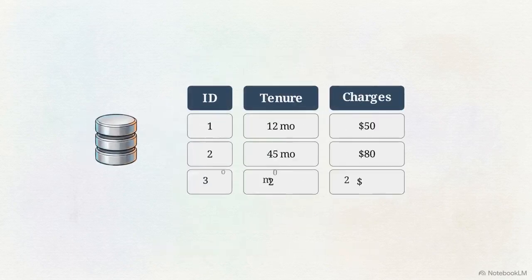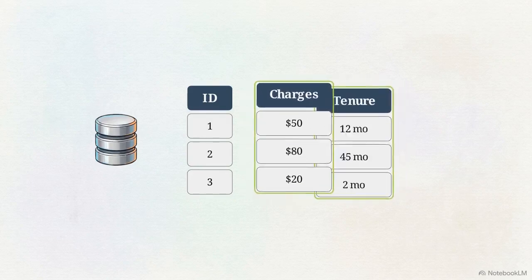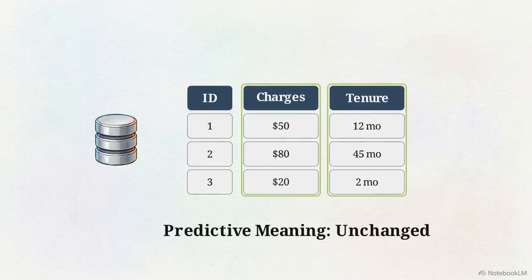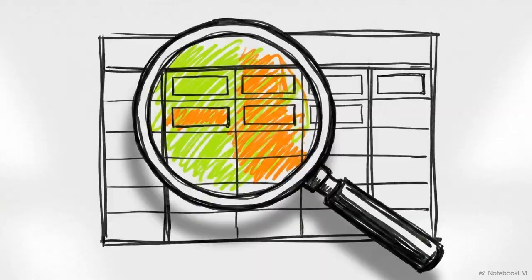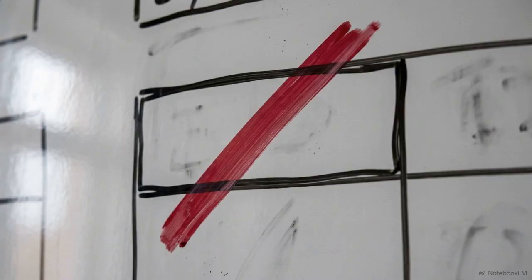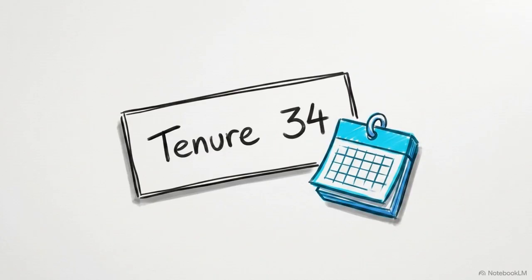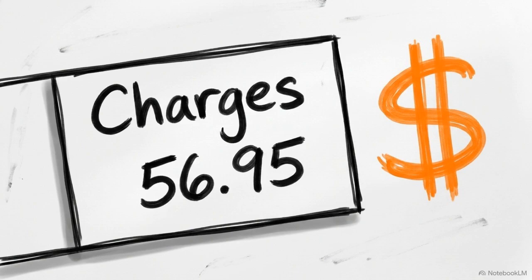But tabular datasets lack spatial symmetry. Swap the tenure and charges columns, and the predictive meaning doesn't change at all. Unlike pixels, the columns in a database are completely heterogeneous. They do not share units, scales, or logical boundaries. Tenure is a count of months, while charges are currency.